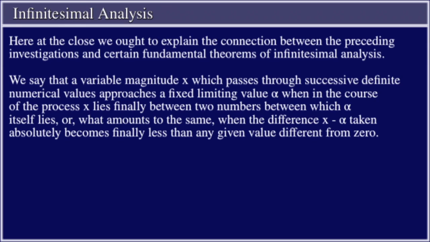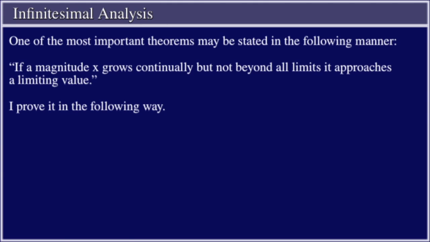We say a variable magnitude x which passes through successive definite numerical values approaches a fixed limiting value alpha when in the course of the process x lies finally between two numbers between which alpha itself lies, or what amounts to the same, when the difference x minus alpha taken absolutely becomes finally less than any given value different from 0. One of the most important theorems may be stated in the following manner.